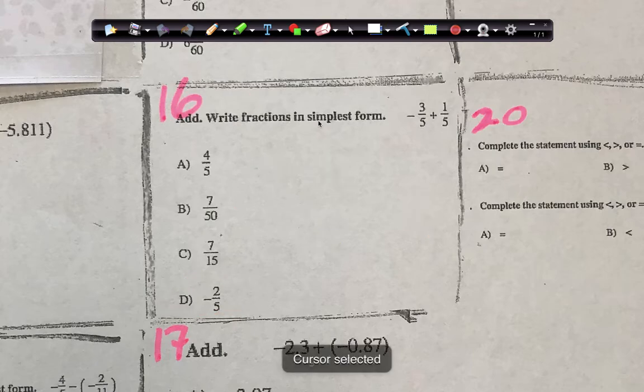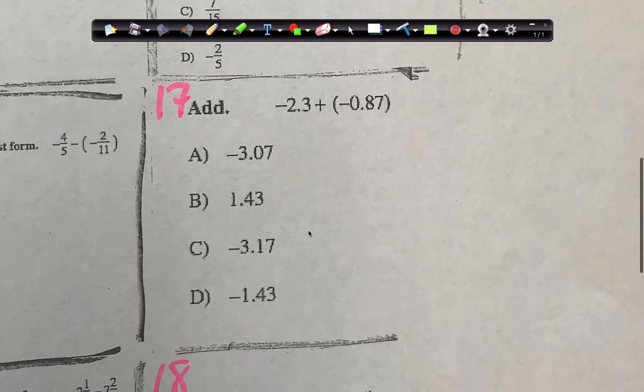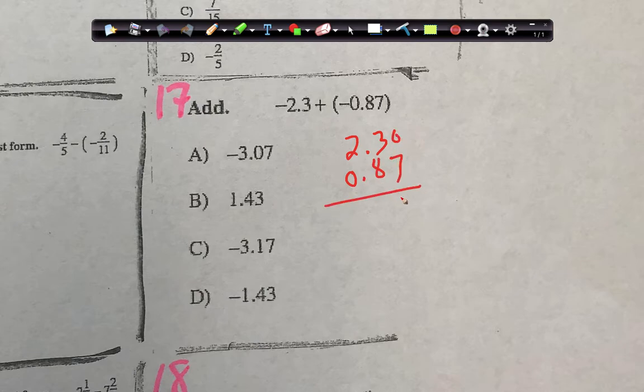Problem number 17. We have some negatives, and we have more negatives, so we're going to just combine these together. So 2.3 and 0.87. So add those together, and we get 3.17. And it's negative because negative plus negative is even more negative. So that answer was C.